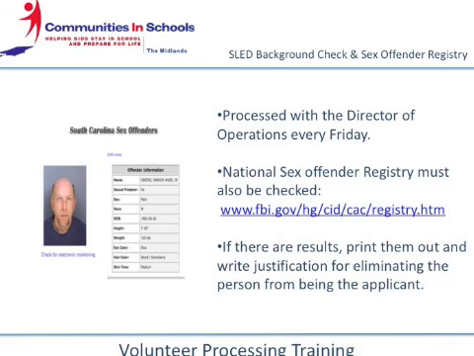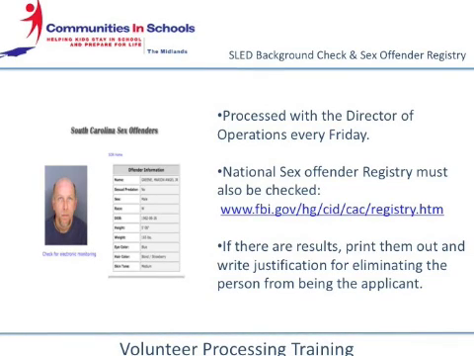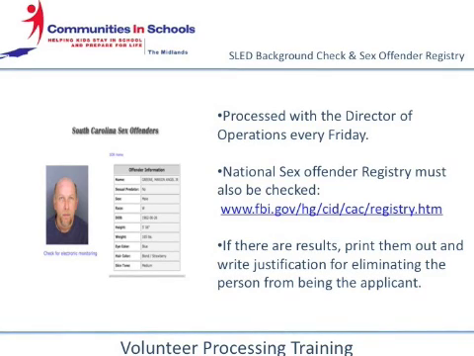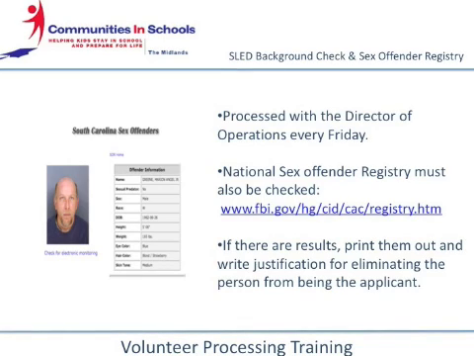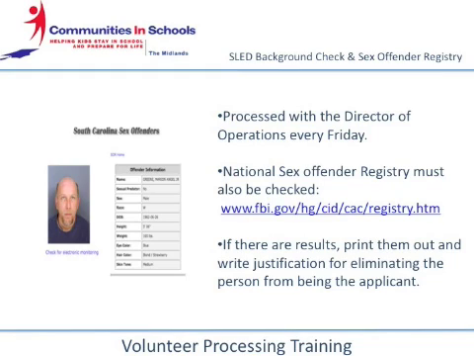The SLED and sex offender registries report arrests and instances of encounter with state law enforcement that a potential volunteer may have had. These forms are processed by the Director of Operations every Friday and only need to be turned in with a check request. If a volunteer would like to donate the cost of this background check, it is $7. The check must be made out to Communities in Schools of the Midlands. It must be made to the organization in order to receive a 50% discount. Otherwise, the cost of the background check is $14.